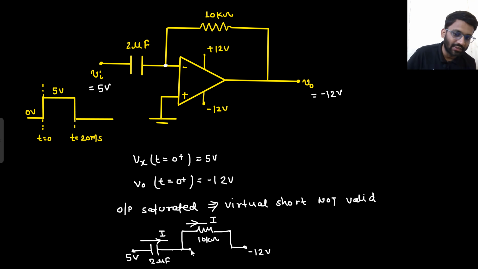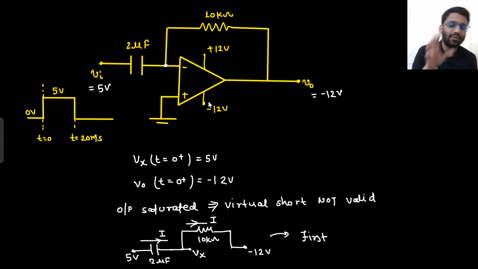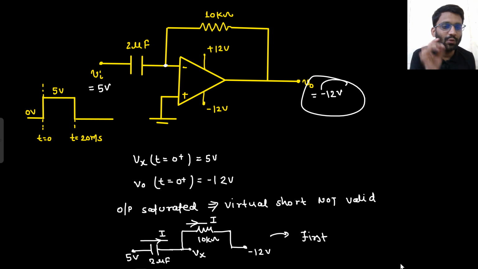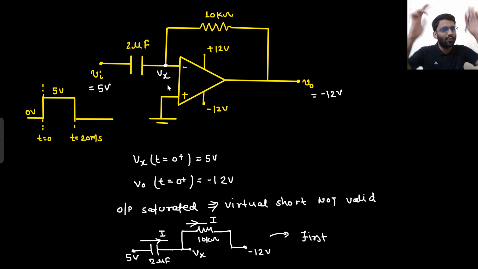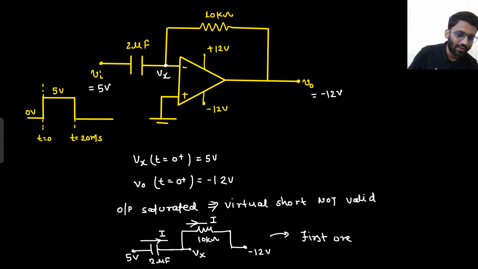So let's talk about this Vx node now. It is acting as a first order RC circuit. Look, there is no use of this OpAmp. There is only one use of this OpAmp, that it is giving you a constant minus 12 volt. Now the concept of virtual short is not valid. So what will happen to this Vx node? This is my question. For understanding that, we got to know that whatever current is flowing through the 2 microfarad, that same current will be flowing through the 10 kilo ohm. So it has become a simple series RC circuit, a first order series RC circuit.